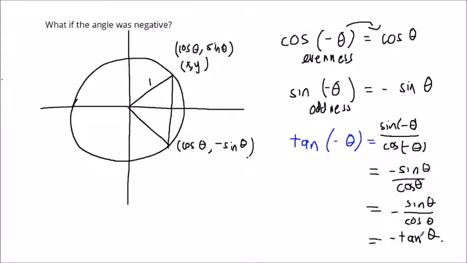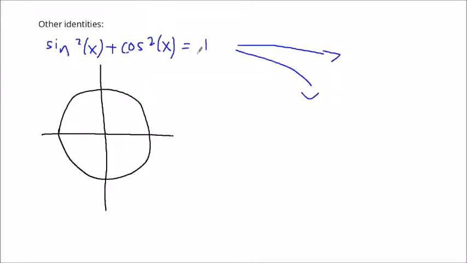If you do the cosecant, secant, and cotangent, it's just a reciprocal, so it'll be negative just like the regular functions, right? Next, we have other identities.